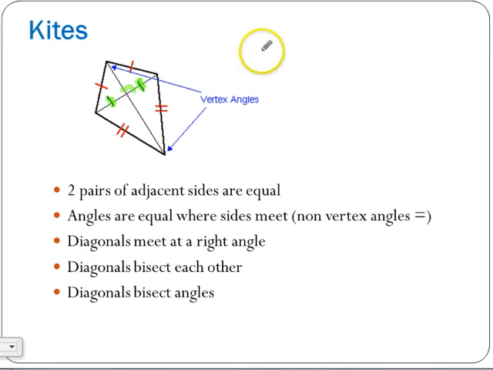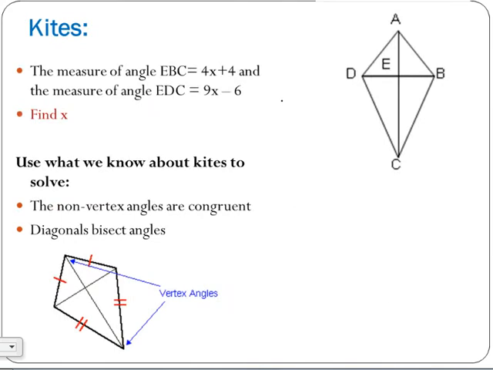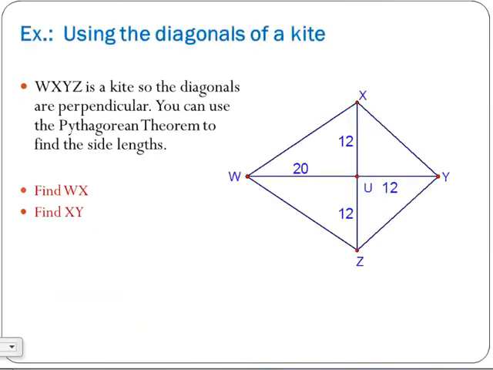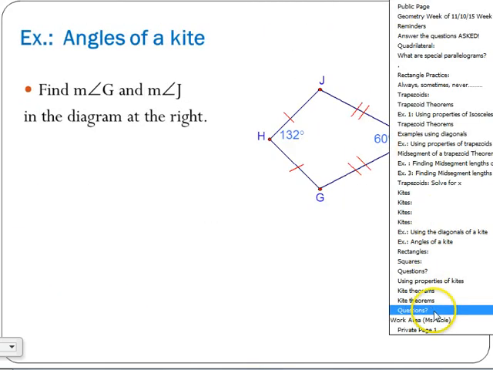All right, so you'll learn more about kites this week. I did run out of time to go over some more detail about kites. I don't want to make this too long of a recording.